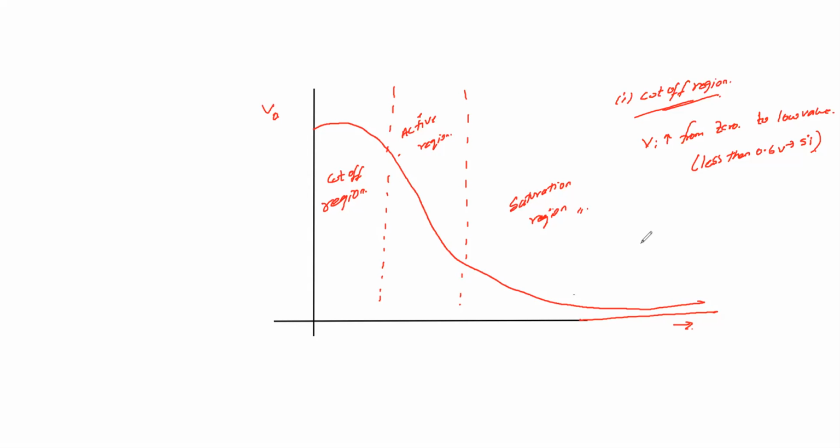If it is less than 0.6 volts, what will happen? There is no current passing through it, because it is not a forward bias condition. It is insufficient to get forward biased.